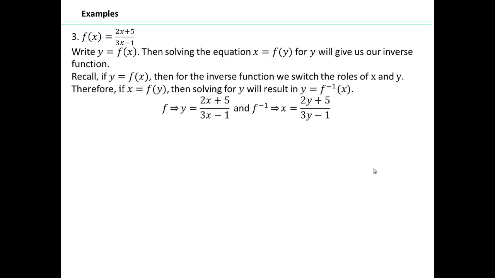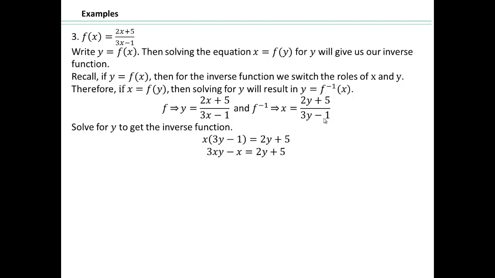All right, so let's see what we got. If you want to solve this equation for y, we have to get rid of the denominator. So we have x times 3y minus 1 equals 2y plus 5. Multiply x out and solve for y. So carry all y terms together, everything else on the other side. What's the advantage of doing this? Can you see what to do now? How do I solve for y? Well, I can factor the y out of the left-hand side and then solve.